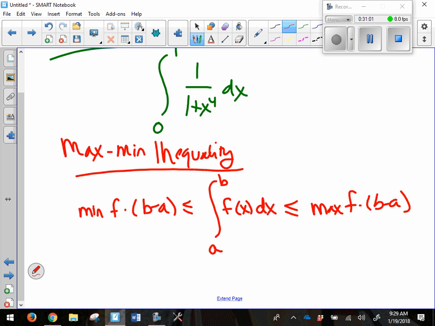Okay. So again, the b minus a we know. That's going to be 1. What do we need to find or identify? No. Yes. No. Yes. Effectively. Maddie.